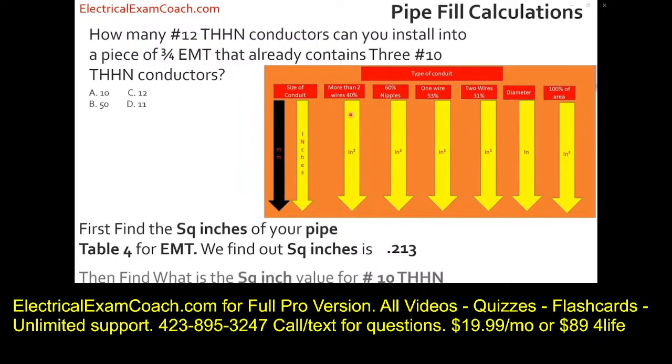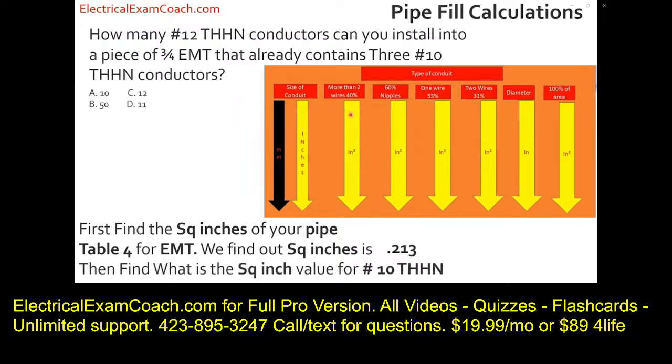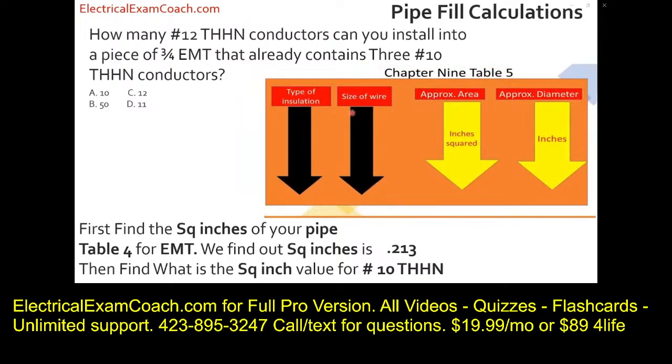Now we need to find what we already have, which is the number 10s. We're going to head over to Chapter 9, Table 5. When we get there, we're going to start on the left-hand side and find our type of insulation. We're going to cross over and we're going to find our size of wire. Then once we find that, we're going to cross over to the approximate area. And each individual number 10 is 0.0211 square inches.